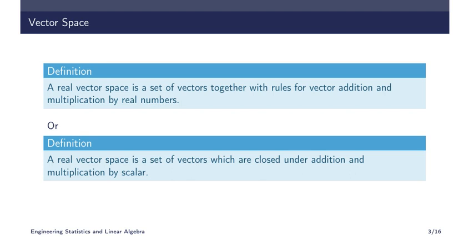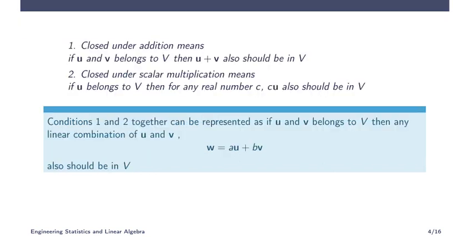But to define a vector space, this is sufficient for now: it should be closed under addition and closed under multiplication by scalar. Now what is meant by closed under addition? If a vector u and another vector v are in the given vector space, then their sum u plus v also should be in V. Similarly, closed under scalar multiplication means: if u is in V, then its scalar multiple cu also should be in V, for any c that is a real number.